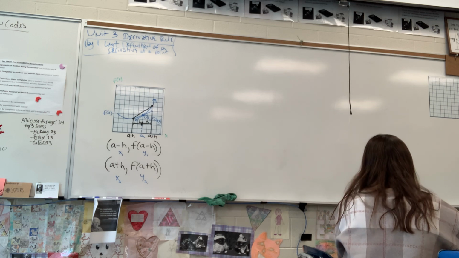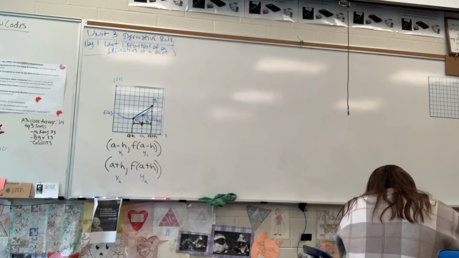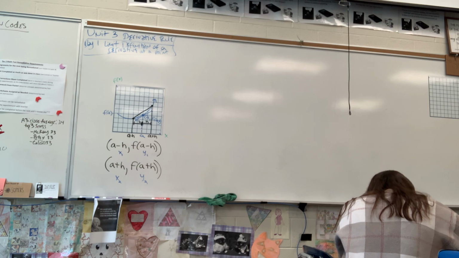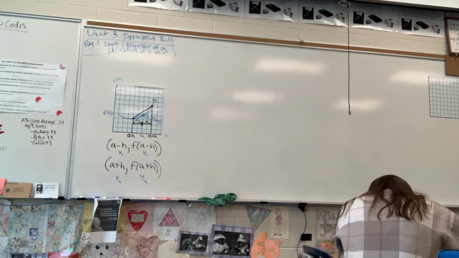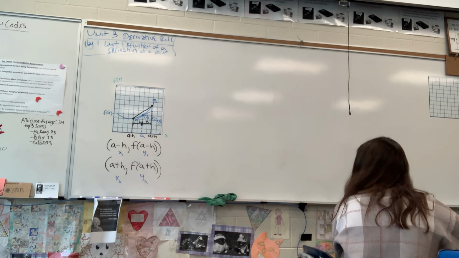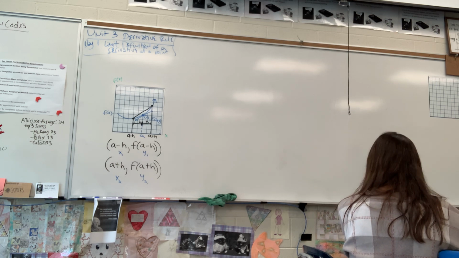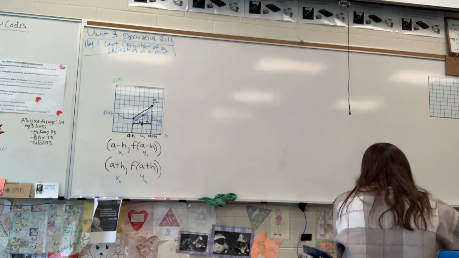So I'm defining h as a distance between here and here. So if this x coordinate is a, the distance to the left of it is like taking the distance away. What if my h was 2 and this was 3? Then a minus h would be 1, right? Because I go 2 to the left or 2 to the right.